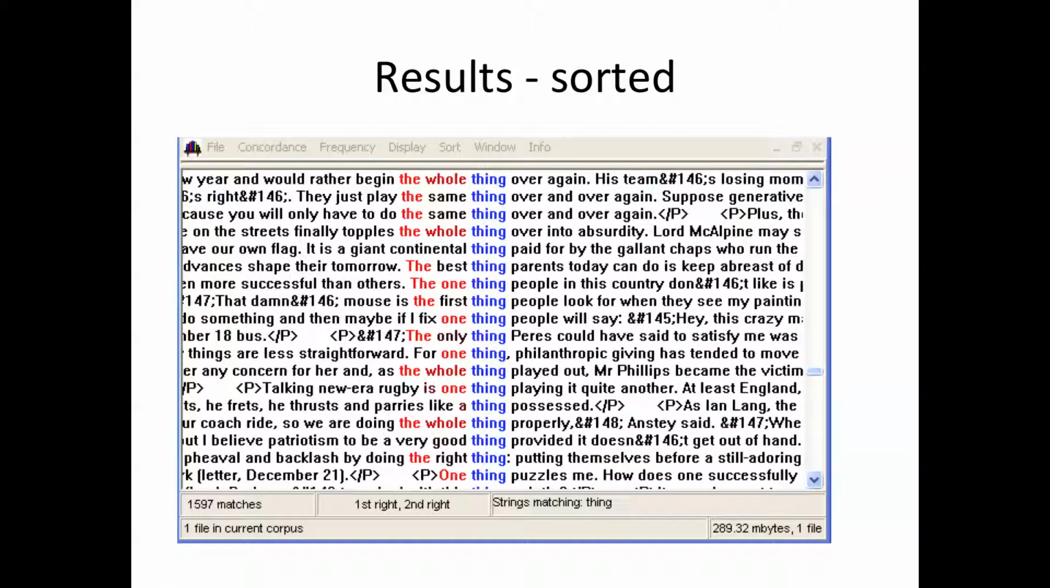So one thing we do then, we can search for a word or a phrase, and we see all the results, and we sort the results, as I said. The sort menu's up here.